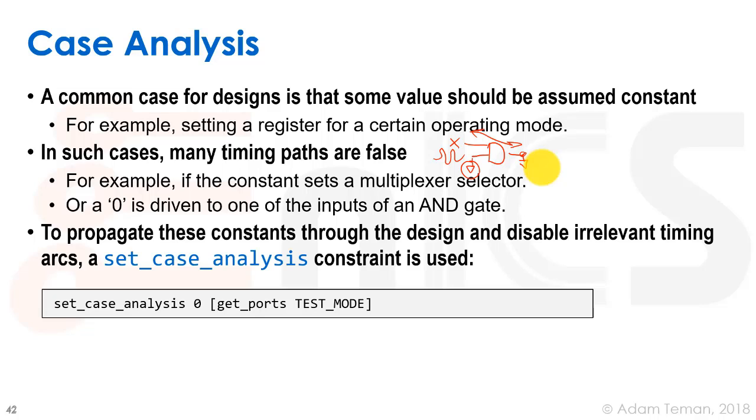To propagate the case analysis, we use the set_case_analysis command. So set_case_analysis 0, and we say, for example, get_ports test_mode. This tells us that we are not in test mode in our SDC. We're setting a case analysis of 0 on the port called test_mode.